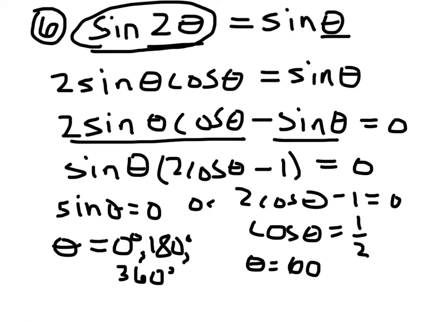And cosine is also positive in quadrant 4, and 360 minus 60 would be 300 degrees. So the answers are 0, 180, 360, 60, and 300 degrees.